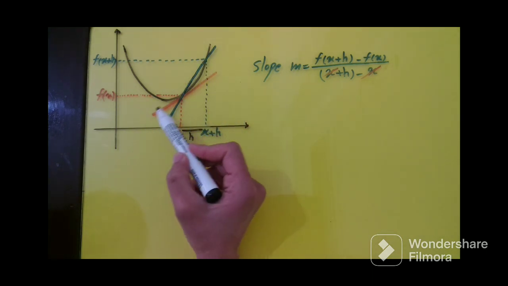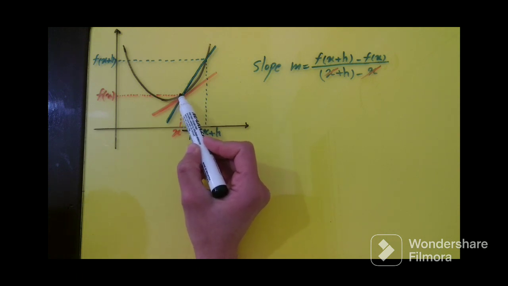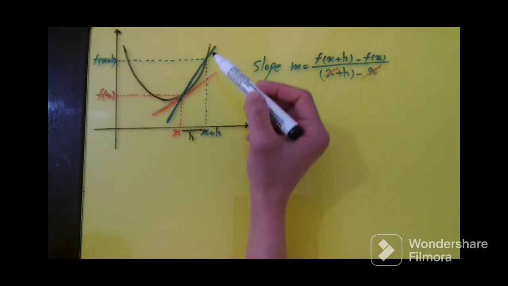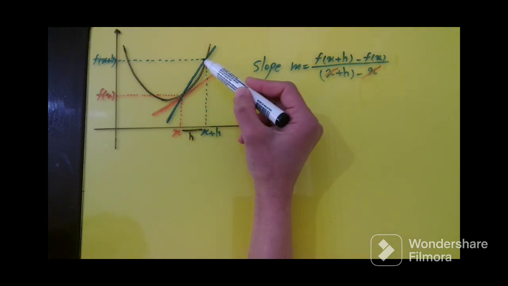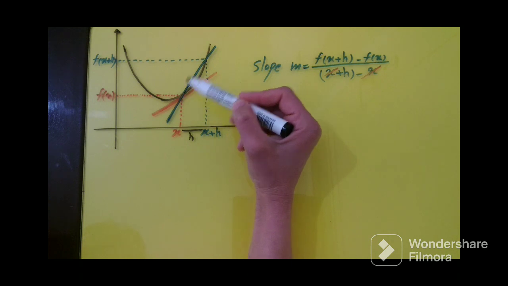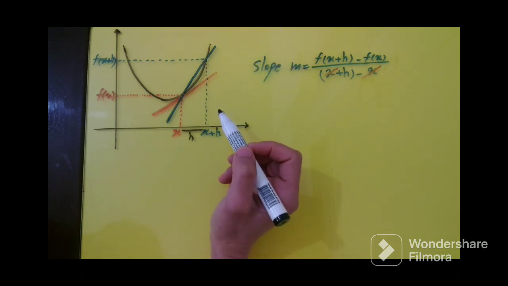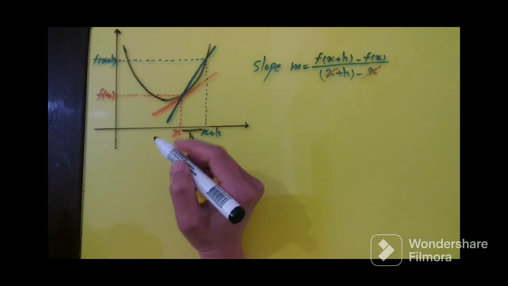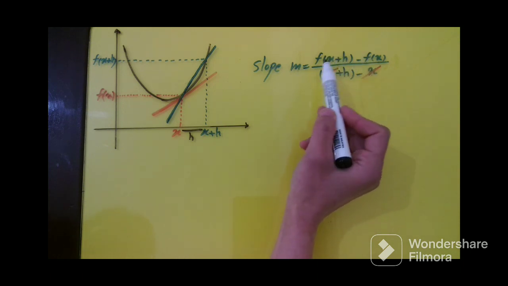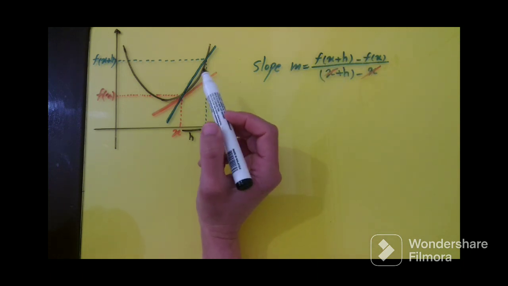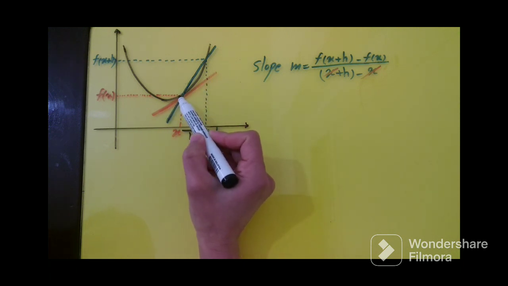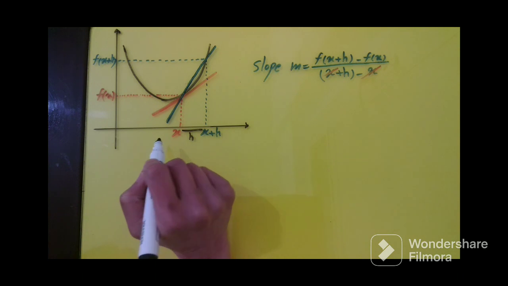The red line touches the curve in just one point, which is called a tangent line. And the blue line touches the curve in two points, which is called a secant line. When we have two points of a line, we can find its slope easily. We just put the points in this formula. But how can we find the slope of the tangent line, as it touches the curve in just one point?